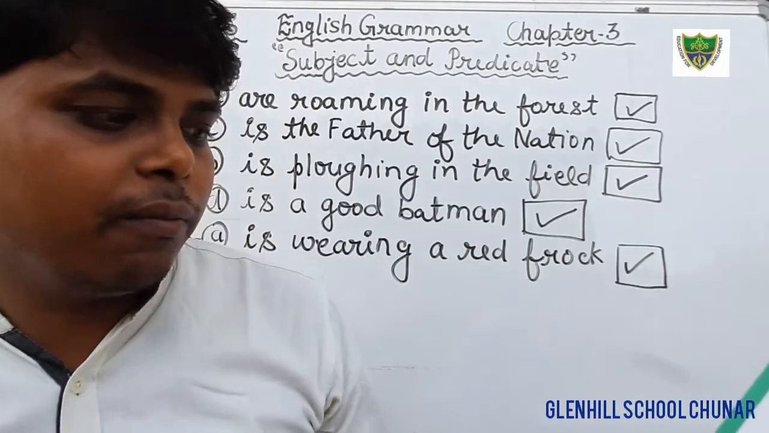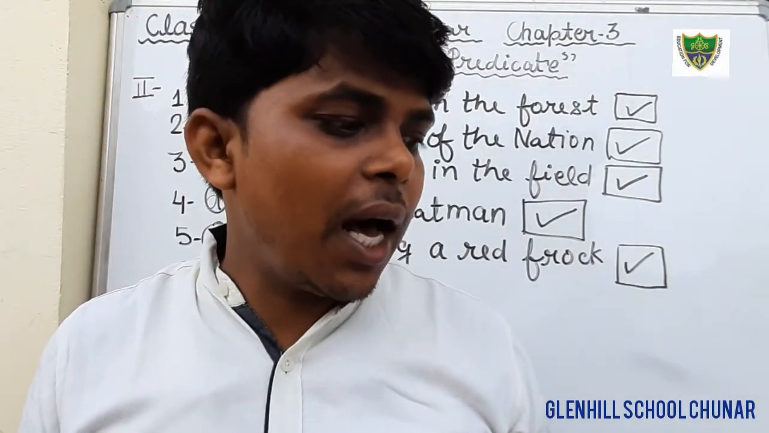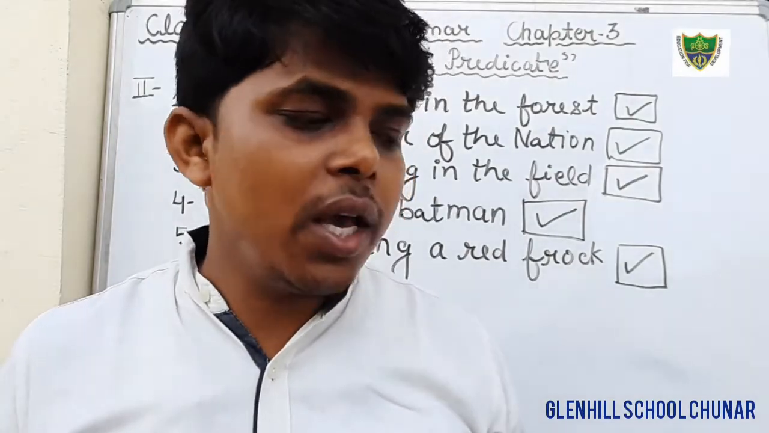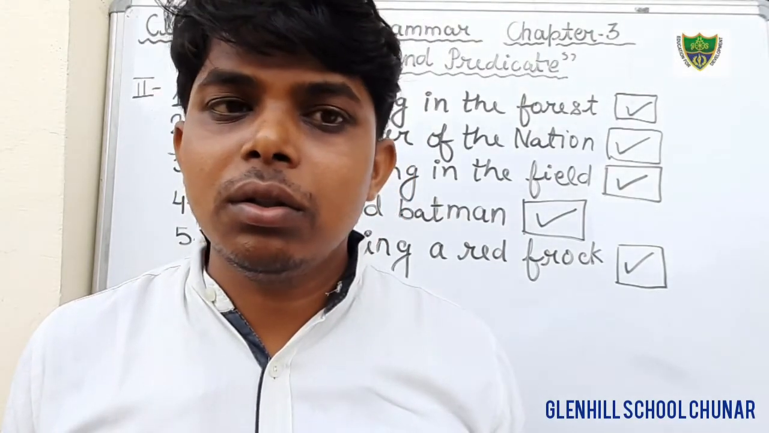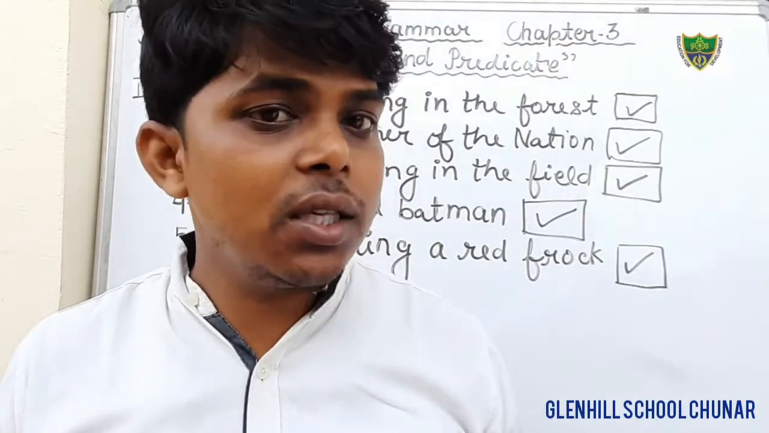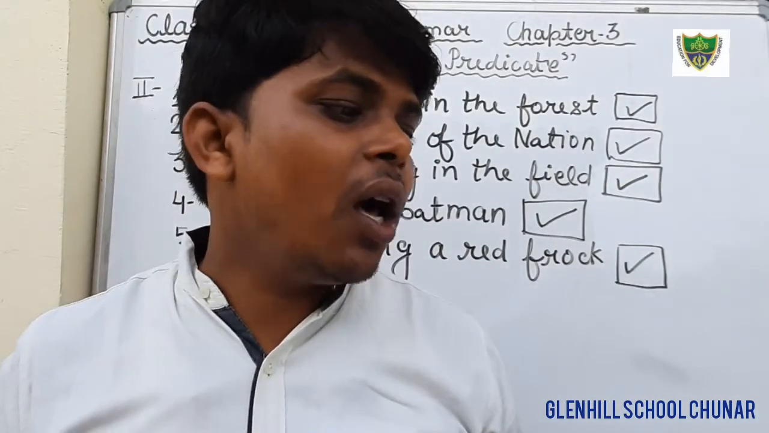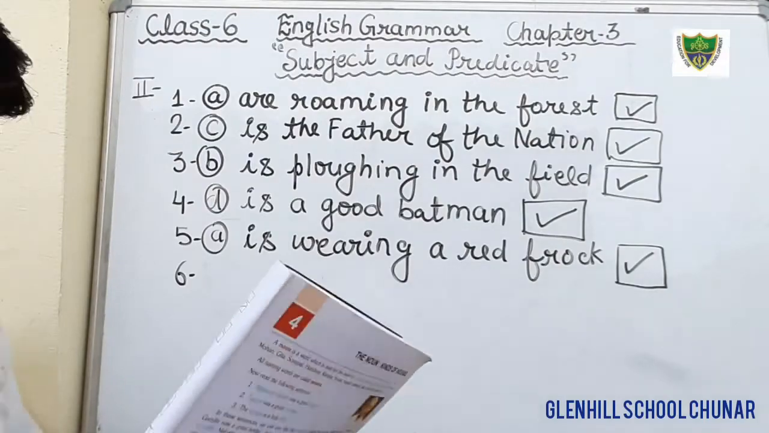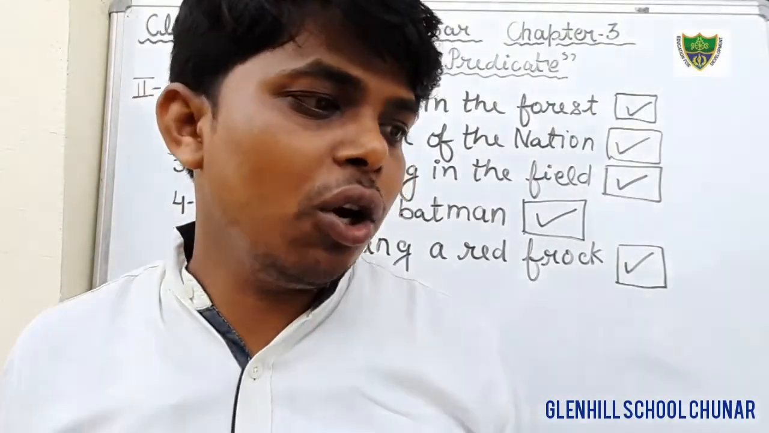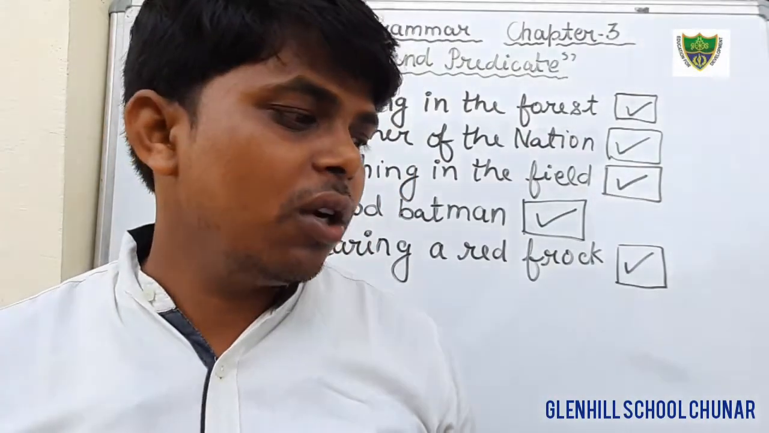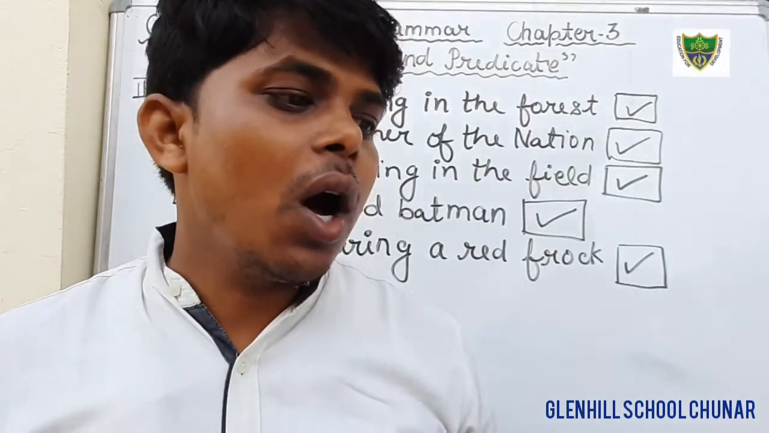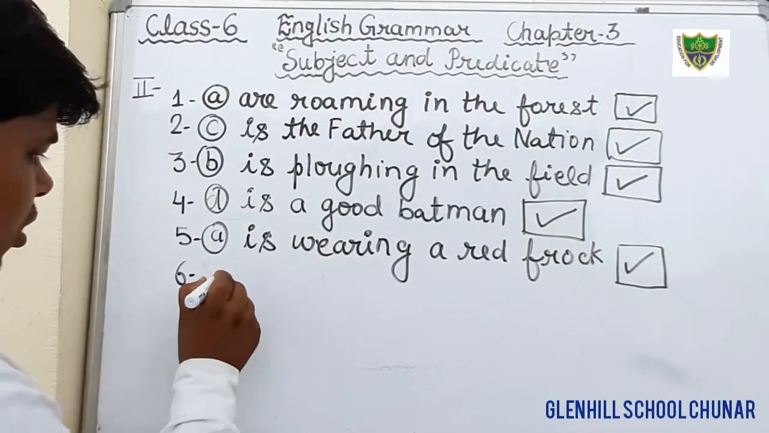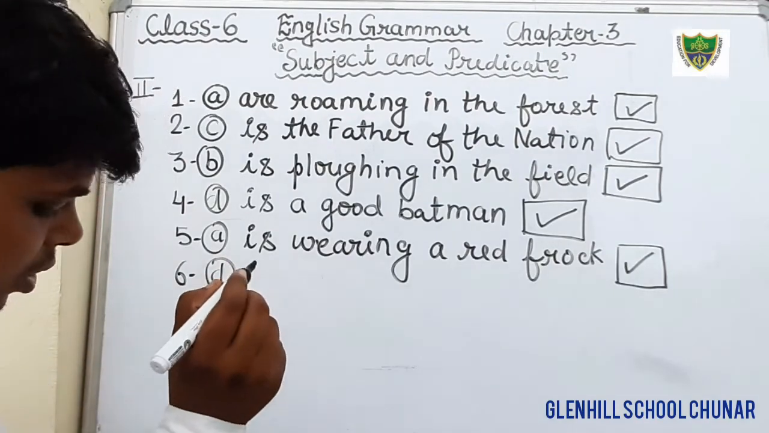Now see question number 6. The boys are playing football. The boys denotes the persons. So the word the boys is the subject here, and are playing football is the predicate. So we will see the options. Are playing, that is wrong. The boys are, that is wrong. Boys football, that is wrong. Are playing football, that is the correct option. Option number D. So here option number D is the correct option.